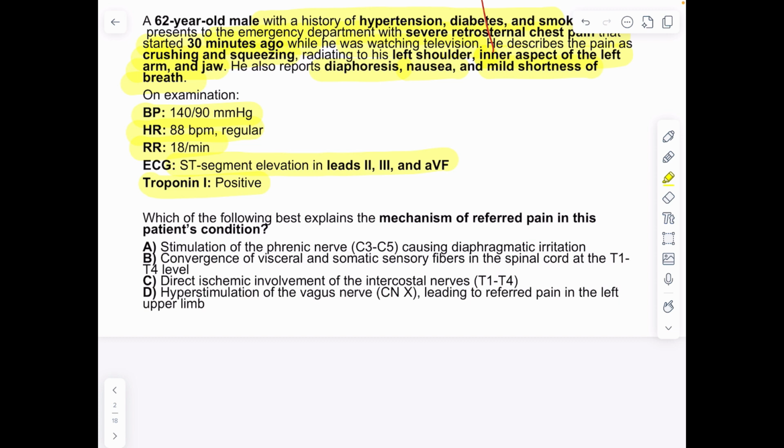So, on the first look, it appears to be a question asked from medicine related to inferior wall MI. But when you continue with the question, which of the following best explains the mechanism of referred pain in this patient's condition? Actually, this is a question asked from anatomy. That means they are asking about the referred pain.